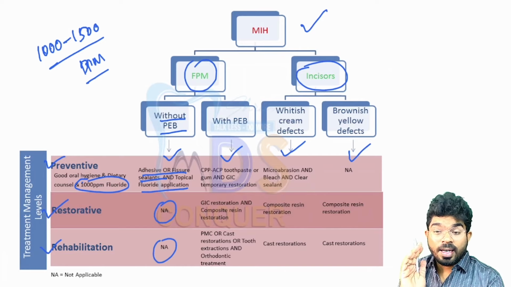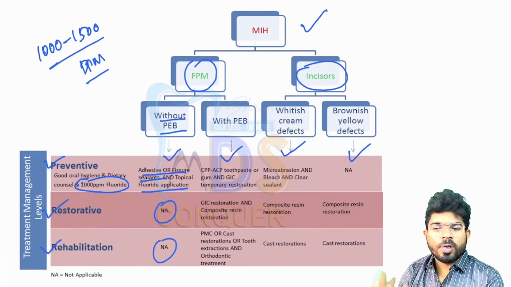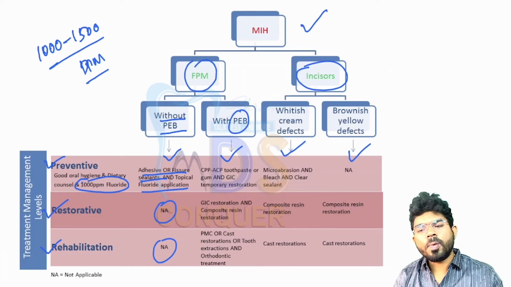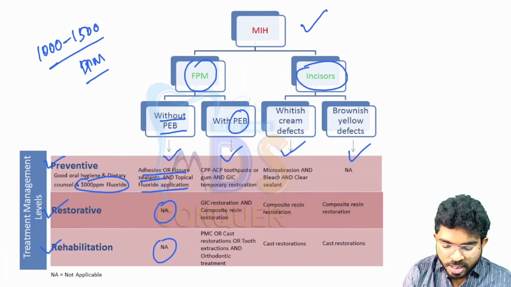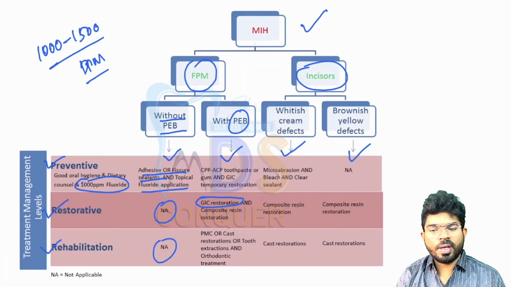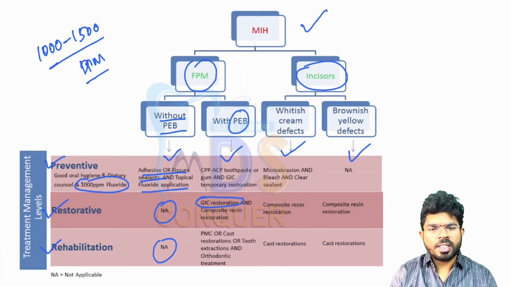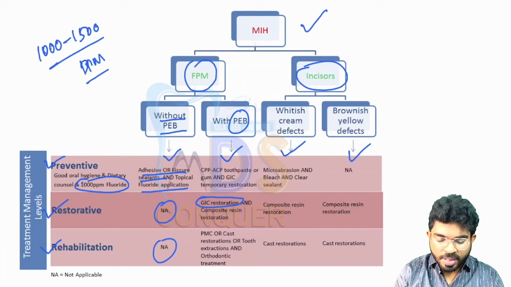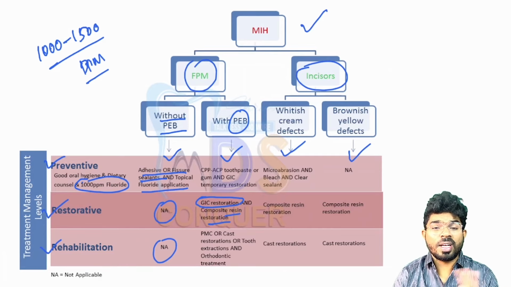Next one, first permanent molar hypomineralization with post-eruptive breakdown. There is a breakdown here, so you have to do a restoration. What restoration? GIC can be given. GIC can be used as an interim restoration, not a permanent one in MIH, and further you can replace it with a good adhesive composite restoration. So that is about the restoration.